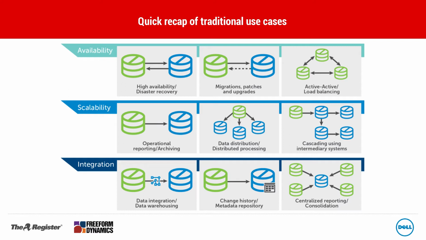The reason we're showing a dashed arrow with migrations, patches, and upgrades is because typically this is where we have what we'll call an as-is environment and then a to-be. In other words, they're moving from their existing as-is to a new to-be, future environment. And hopefully everything goes as planned.